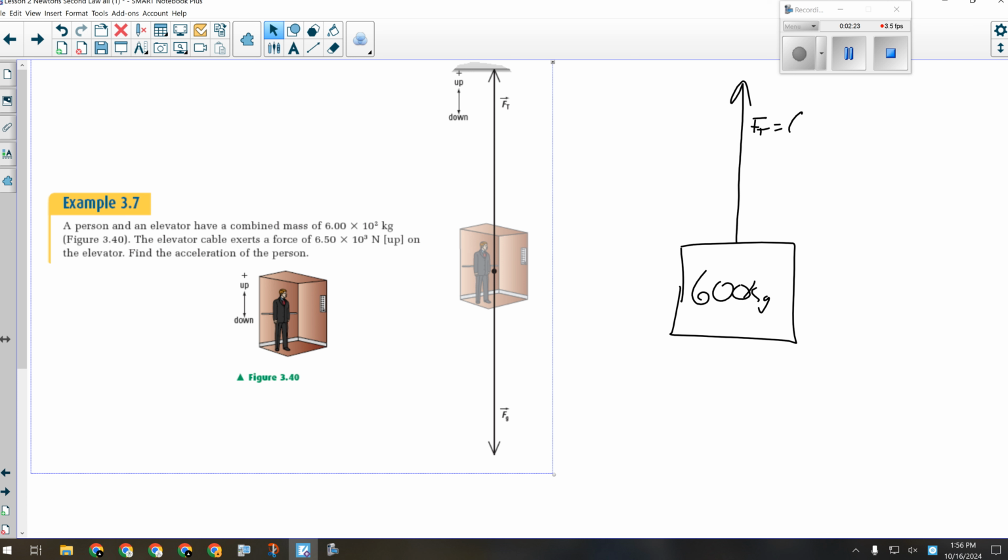And it's 6,500 newtons. Okay, and what was the other force we said was present? Gravity. Okay, and gravity is acting down. How do I calculate gravity? I think this is where we left off on Wednesday. We didn't get much further than this.